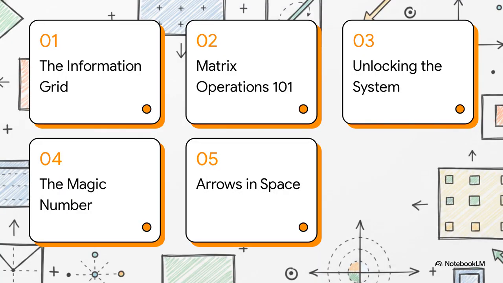All right, so here's how we're going to break it all down. First, we'll figure out what this information grid actually is. Then, we'll learn the basic moves, how to work with them. After that, we hit the big aha moment and see how they solve huge problems. We'll find a magic number that unlocks their secrets. And finally, we'll see how these grids can literally become arrows that point the way in space.